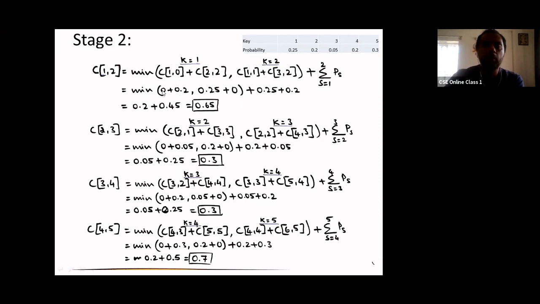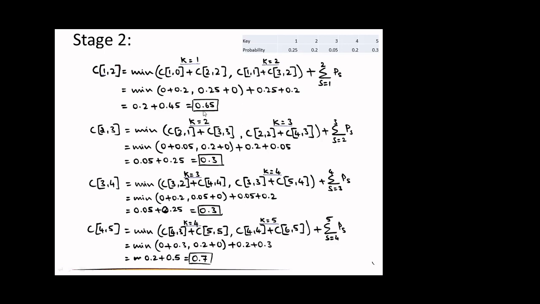So if we solve this, for 1 comma 0, we don't have any tree construction, so the average probability becomes 0. Then C of 2 comma 2 is 0.2. Likewise, C of 1 comma 1 is 0.25 and C of 3 comma 2 is 0. Among them, the least one is the first key. So we take that and add the summation of the probability of keys 1 and 2, that is 0.45. So we get a value of 0.65.